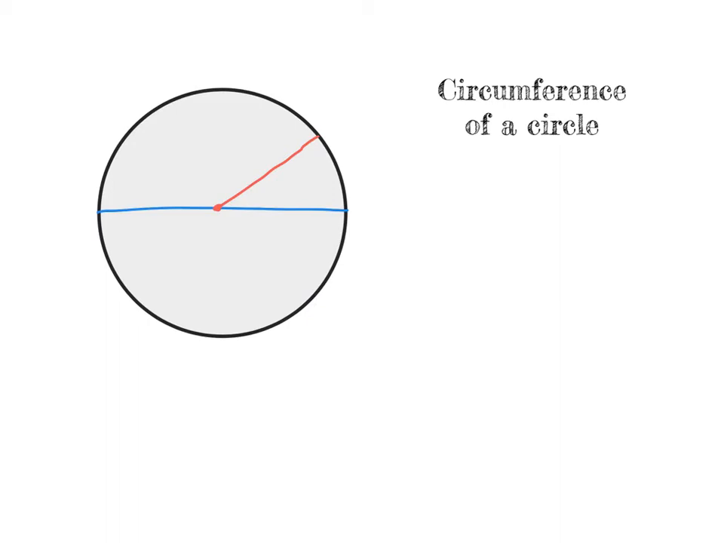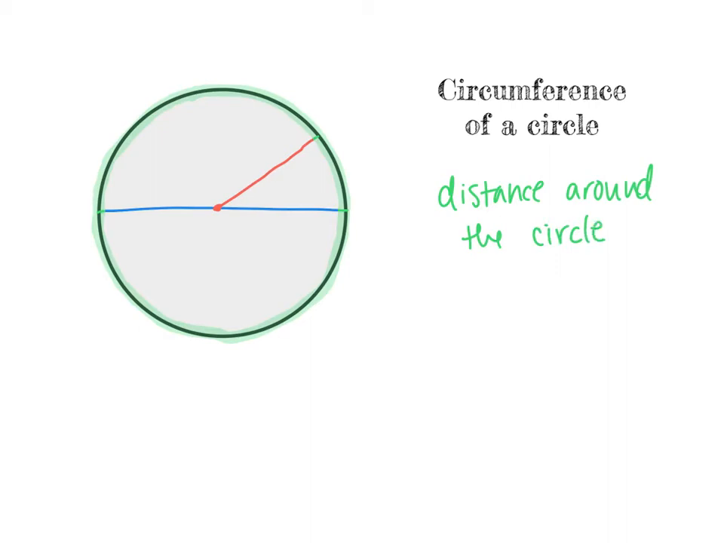So I'm going to go ahead and highlight that green for you, okay? So if I think about circumference, I'm talking about this distance, okay? The green represents the circumference of a circle, okay? Which we're going to say is the distance around the circle, okay?